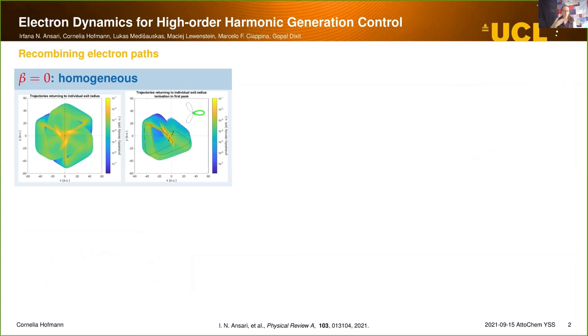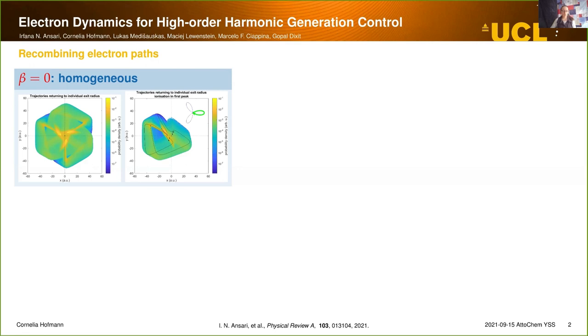In these plots, I'm showing the path of electron trajectories, which are ionized, they fly around, and they return back to their parent ion in order to recombine and thus contribute to HHG. And for a homogeneous case, so no enhancement, no spatial dependence of the field, obviously the path that all of these trajectories build is also showing this same threefold symmetry as the underlying field, where ionizations which happen in one specific lobe of this field look like that and then build up the total heat map of all the possible trajectories where each component is rotated by 120 degrees.